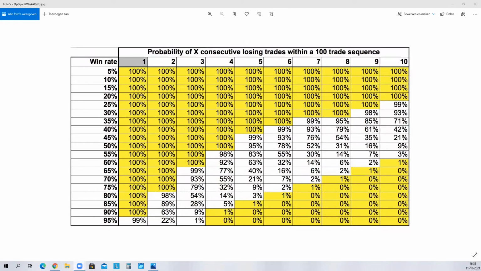And today I want to talk about this table because I noticed that a lot of people don't know this information that is portrayed in this table, and it is very important in terms of your risk management. So let's get started with today's video.